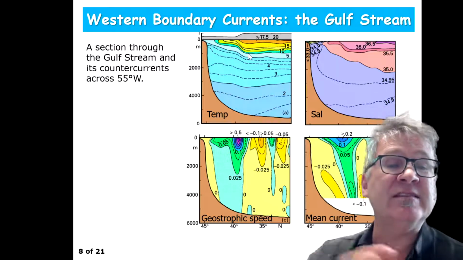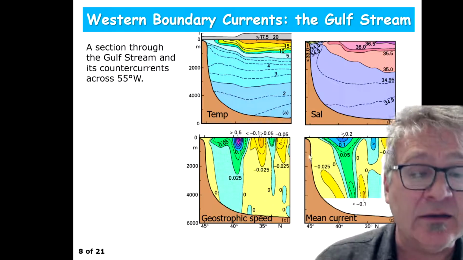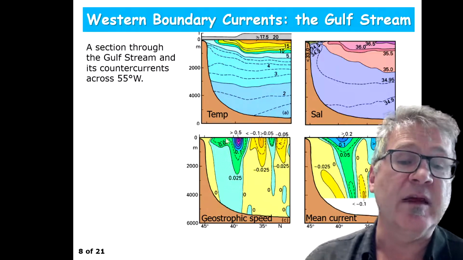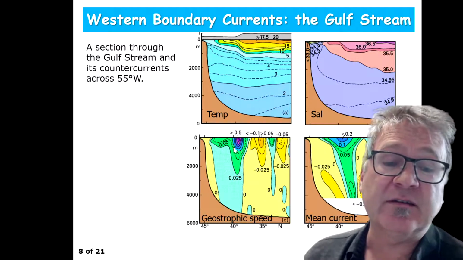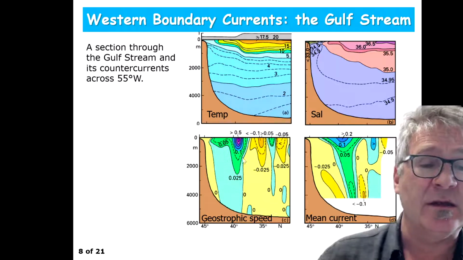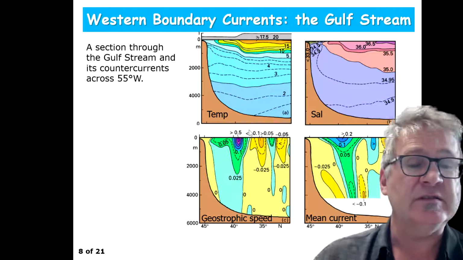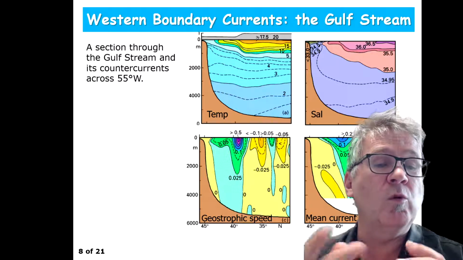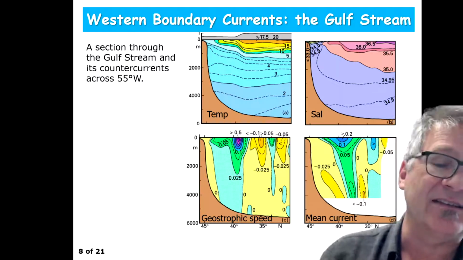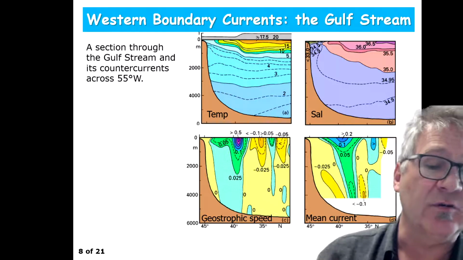Okay, and you can also estimate the speed, and in this area the Gulf Stream has a speed of 50 centimeters per second, exceeding 50, half a meter per second. This is the geostrophic speed that you can derive, and you can also work out that there are countercurrents. There's a countercurrent.